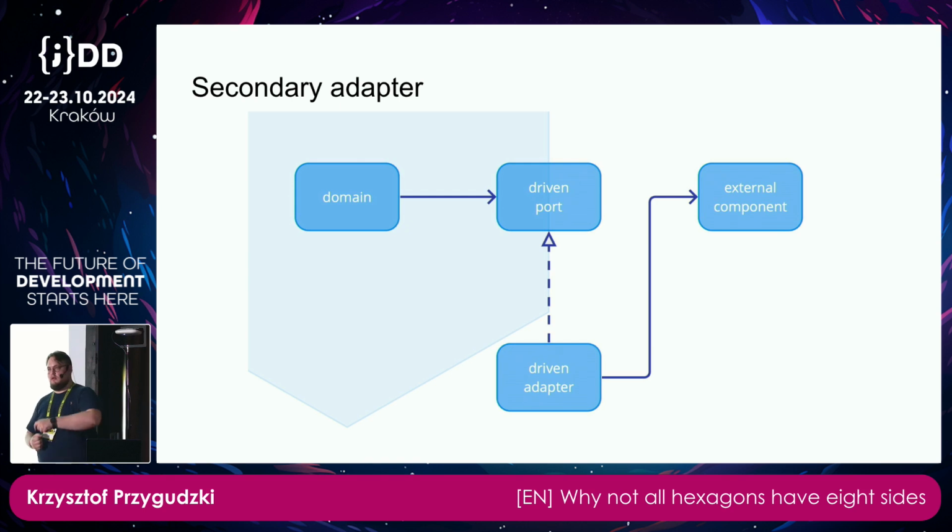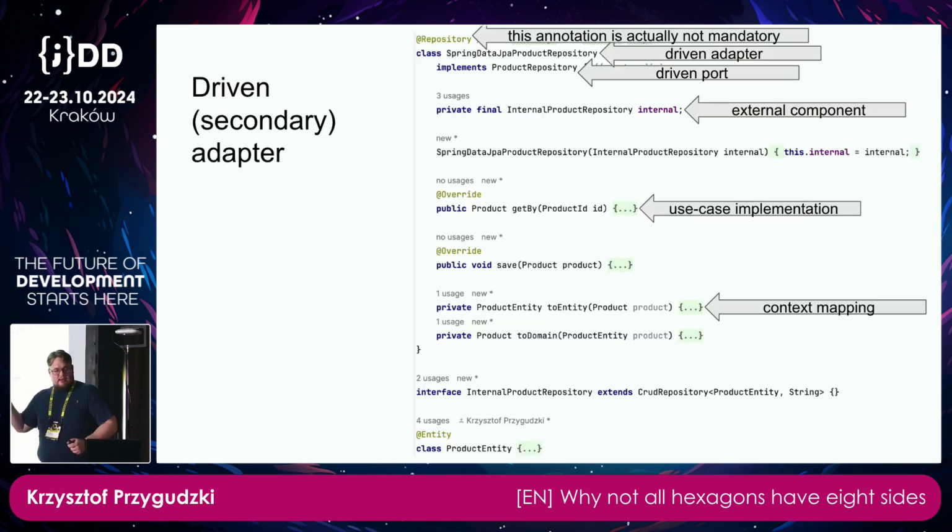So it may be like a Spring Data JPA repository, which actually consumes the external component, right? So some Spring interfaces. So this is the example. And so we have the Spring Data JPA product repository, and it implements our driven port, so product repository. So it's part of the domain, and this is the adapter. And then it consumes this internal product repository interface.